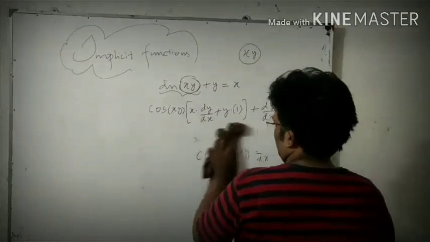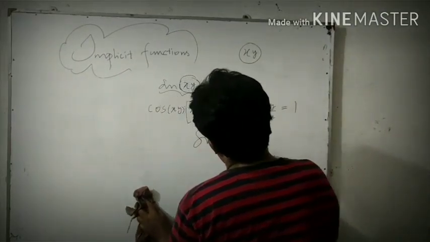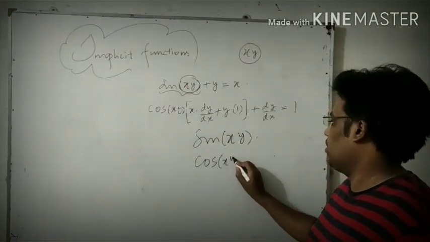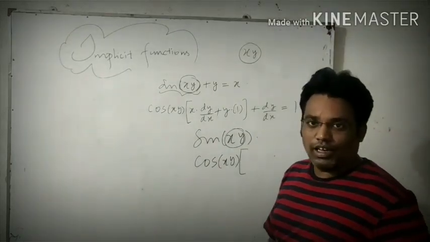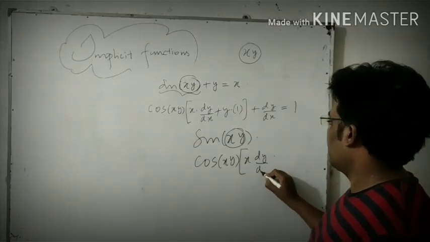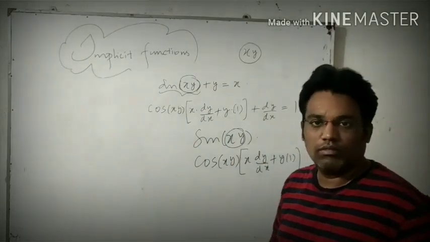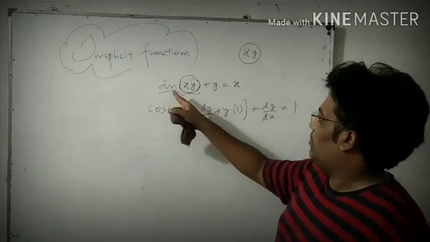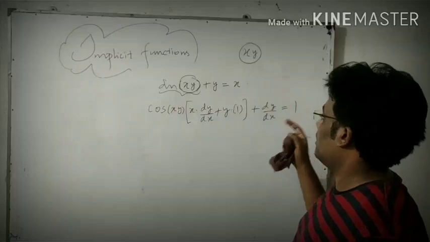So now in the same way you have sine of xy. Differentiation of sine of xy is cos of xy, and the inner part is xy, which is u into v, so u into v dash plus v into u dash. That is what I have written here. So this step is clear, and differentiation of y with respect to x is dy by dx. Differentiation of x is 1.